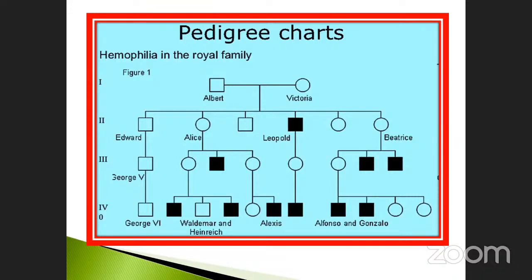The males here are fully affected persons. See George VI, Walter Mayer, and also Heinrich, Alexis, Alfonso, and also Gonzalo. These are the boys completely affected. When you put the pedigree analysis, you will get the possibilities. Okay, go to the next one.